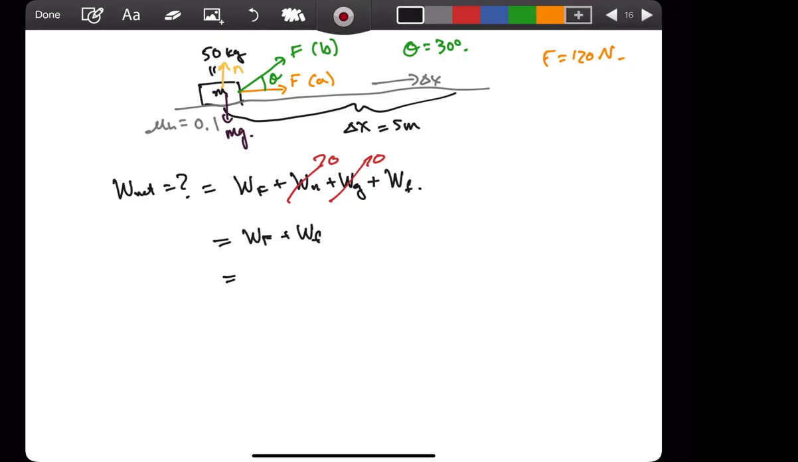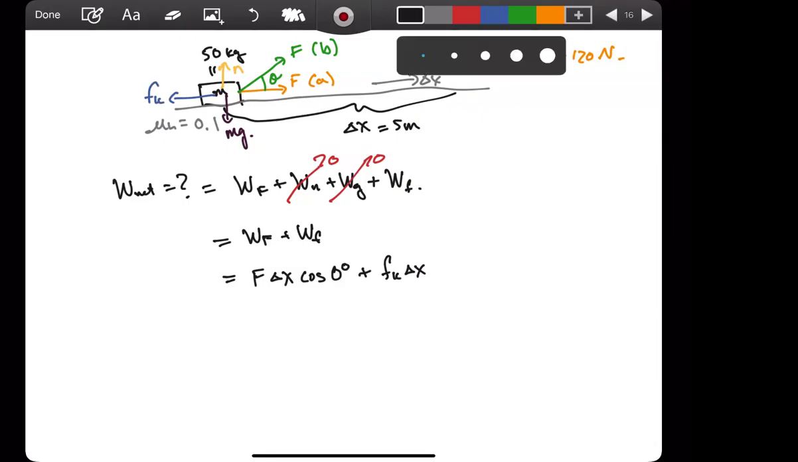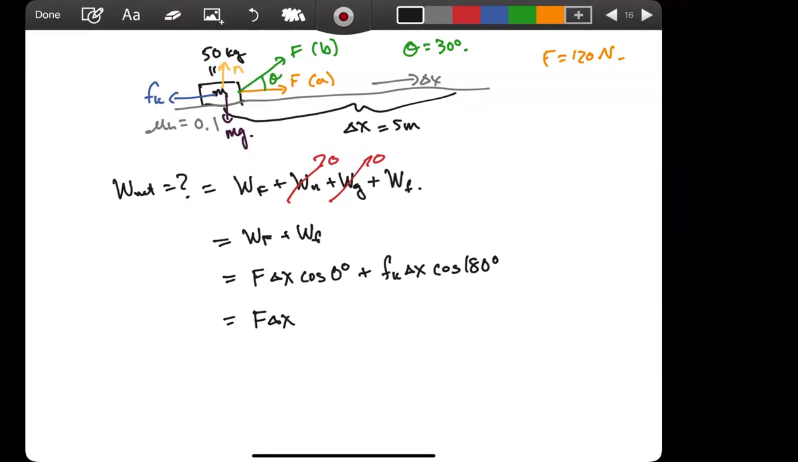In the first case, this is equal to the force times the displacement times cosine of the angle between the two. But since the force is in the same direction as the displacement, this is at 0 degrees. Plus the work done by the friction, which is my frictional force times my displacement times cosine of the angle between the two. But my friction force is acting in the opposite direction as the displacement, so this angle is 180 degrees. So I'm going to get a cosine of 180 degrees. In this case, this is the same thing as F times my displacement minus my friction force times my displacement.